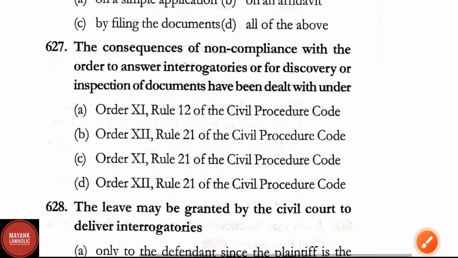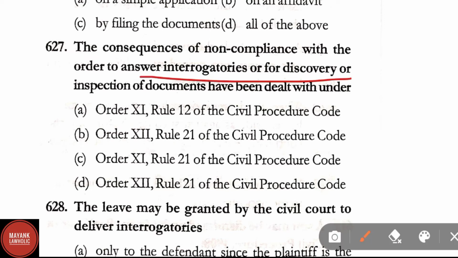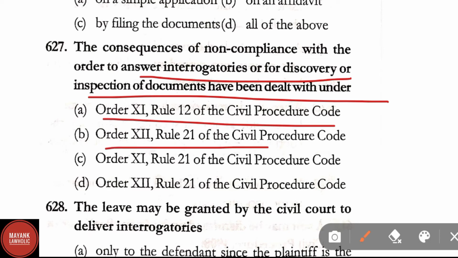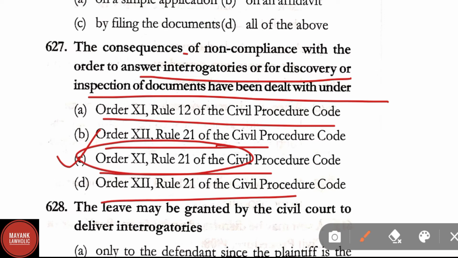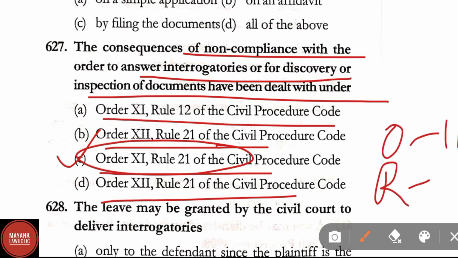Question number 627. The consequences of non-compliance with the order to answer interrogatories or for discovery or inspection of documents have been dealt with under. Here options are Order 11 Rule 12 of the CPC, Order 12 Rule 21 of CPC, Order 11 Rule 21 of CPC, Order 12 Rule 21 of the CPC. Correct answer here is option C, that is Order 11 Rule 21 of the CPC. The consequence of non-compliance with the order to answer interrogatories for the discovery or inspection of documents have been dealt under Order 11 Rule 21 of CPC.